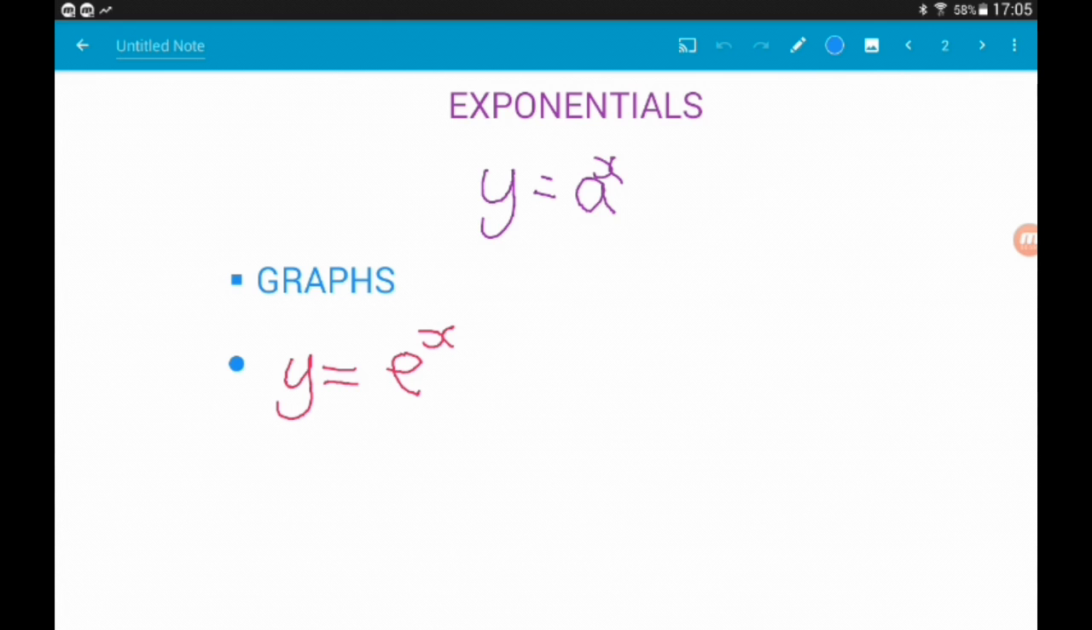Now e is Euler's constant. It's one of the most important numbers in existence. It's actually part of the trigonometric functions. It's very useful. It actually comes from compound interest, believe it or not. So if you're interested in that, look up Euler's constant. It is pretty cool. So then we'll be dealing with things to do with that too.